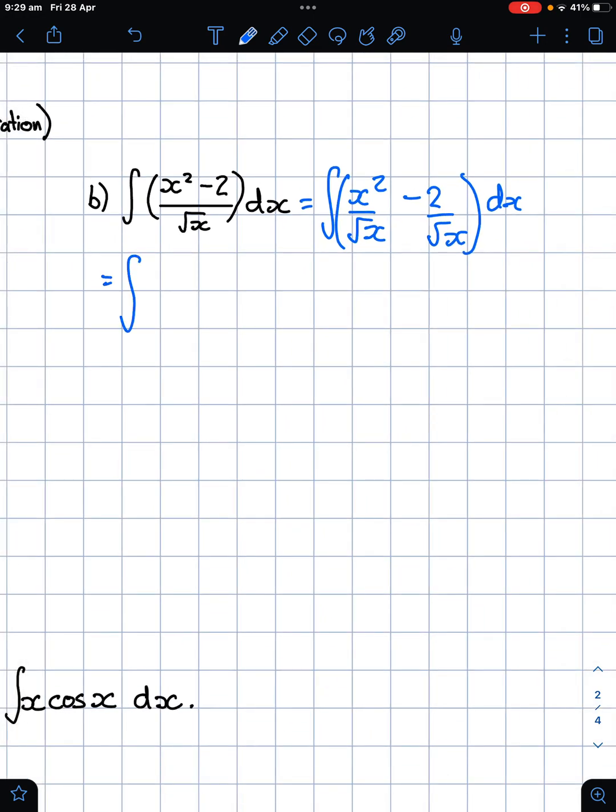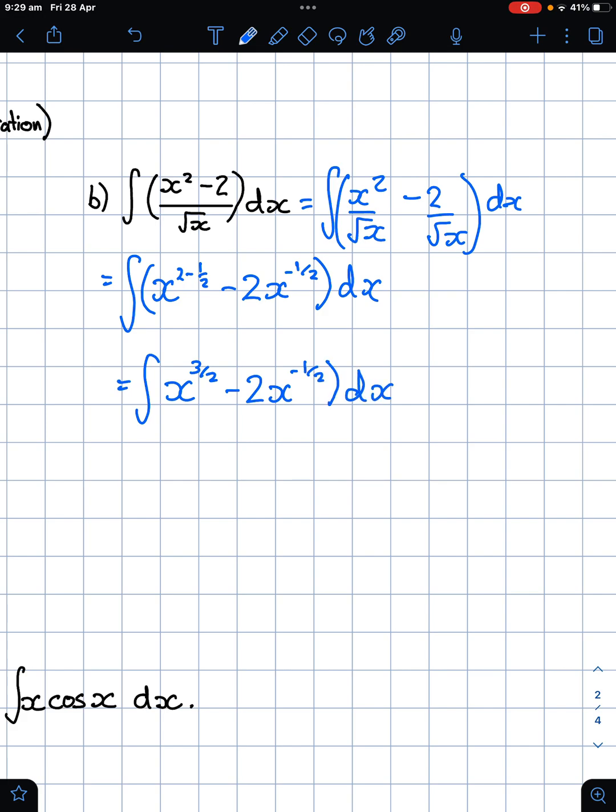So my next step here is I'm going to want to write these with just powers, so a single variable, so I don't have to think about a rule. So the first term is going to be x to the 2 minus a half, and this other term will be negative 2x to the negative 1/2, dx. So my next line here, the integral of x to the 3 on 2 minus 2x to the negative 1/2 dx, with respect to x.